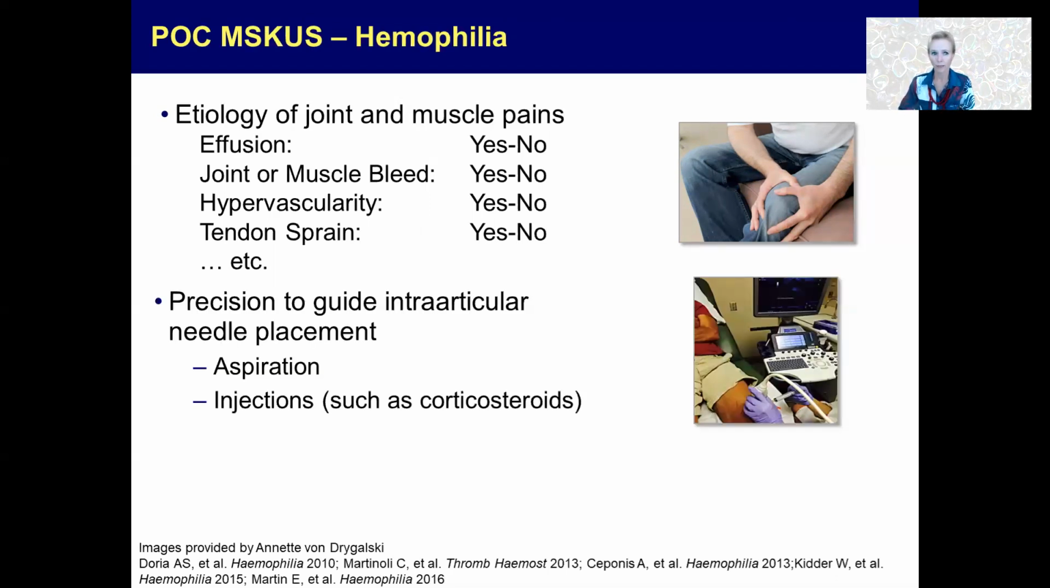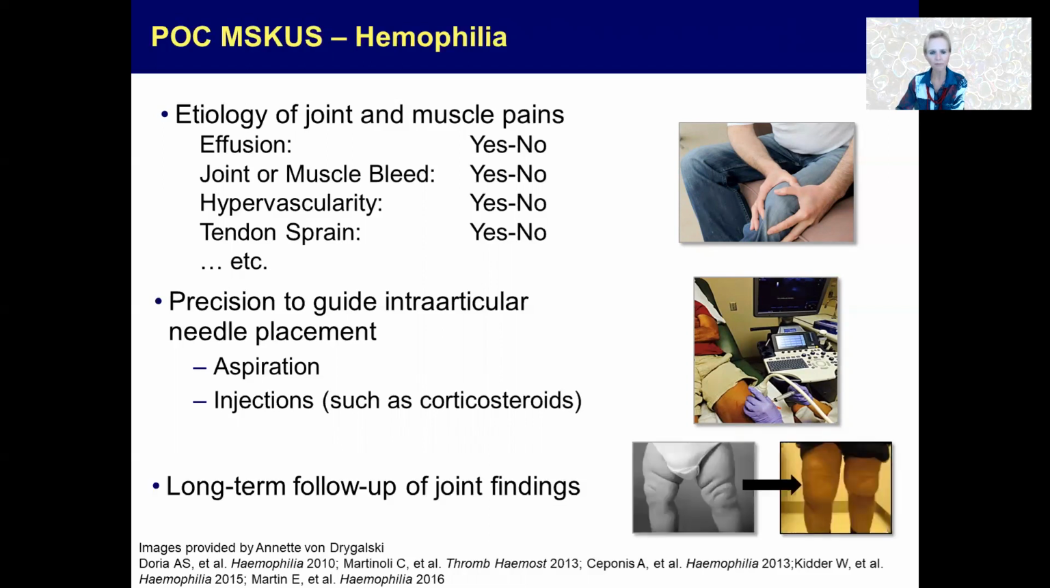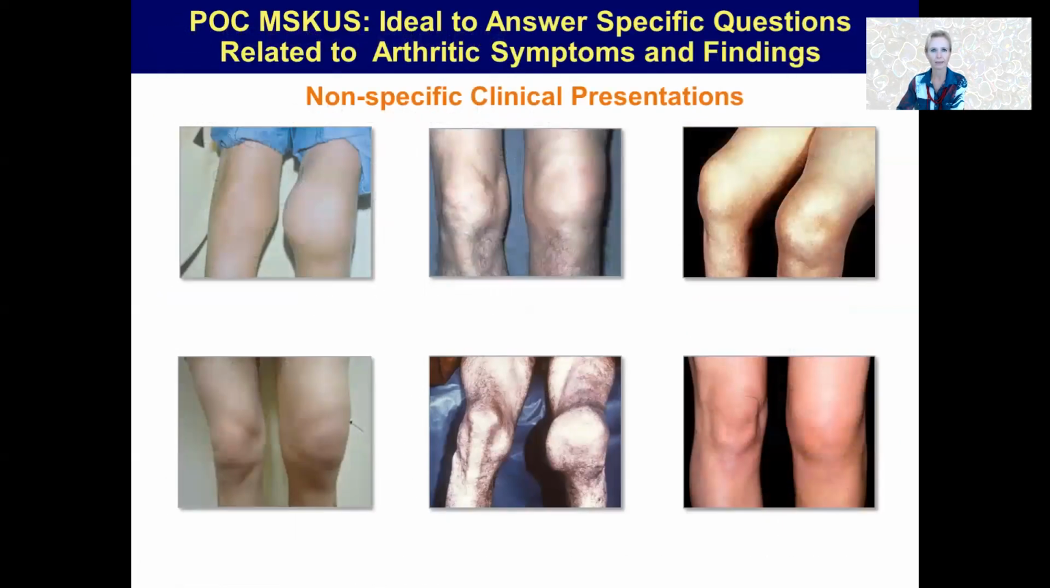MUSCUS helps in terms of precision to guide intra-articular needle placement into complicated joints, and thereby facilitates joint aspiration, but also injections such as corticosteroids. And then finally, even in point-of-care fashion, it can be used for long-term follow-up of joint findings. So POC MUSCUS is truly ideal to answer specific questions related to arthritic symptoms and findings.